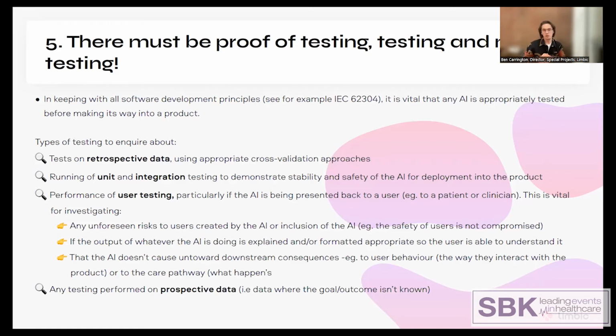So, you can do a number of things. You can test the accuracy and the performance of the model. You can test how the model works in isolation, and also how it works when it's integrated within the product. If the output of the AI is user-facing, you need to understand whether the users have been involved and have tested the product, and whether they can understand the output of the AI.